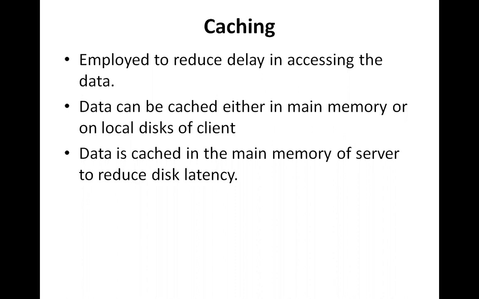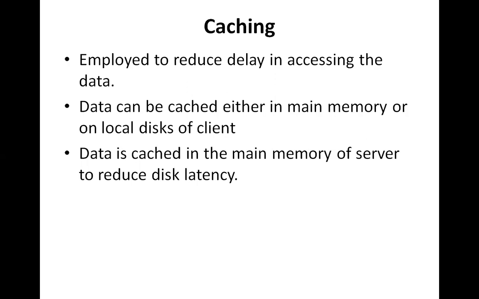Now, data can also be cached in the main memory of the server cache at the server side, just to reduce the disk access latency. Because whenever a client requires certain information, and if the information is not available in the client cache, it will first search the server cache. If it is not available, then only the server is going to check its disk to find the data. So caching can also be done on the server's main memory.